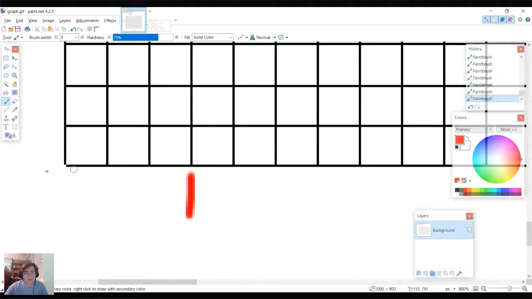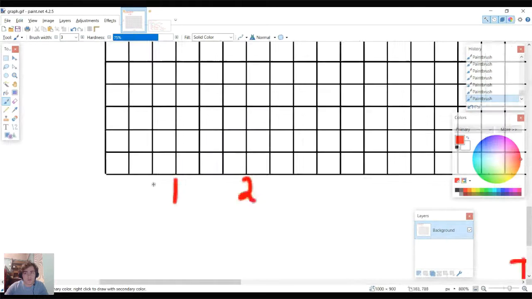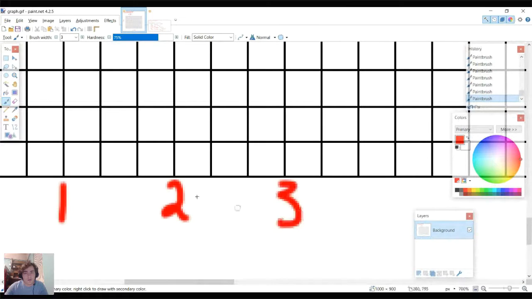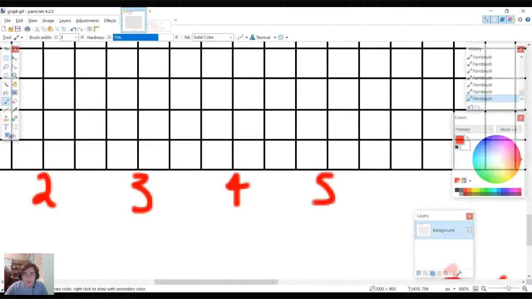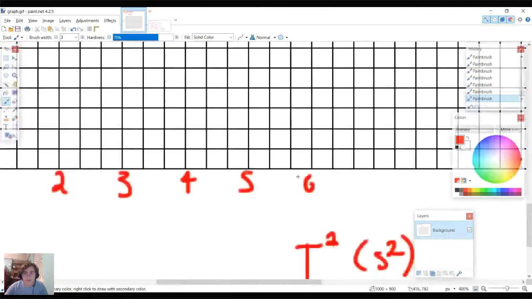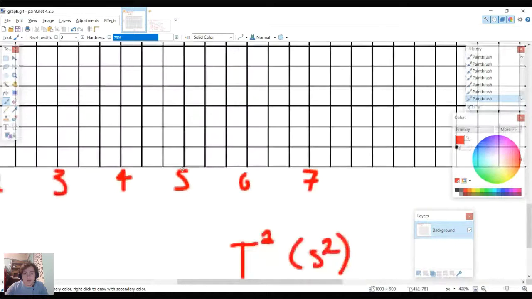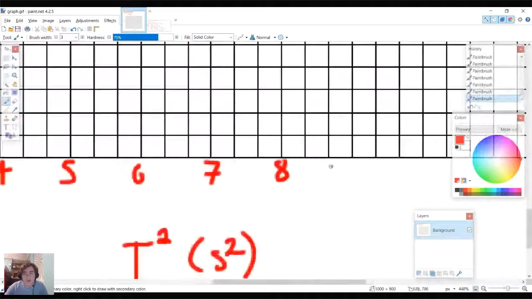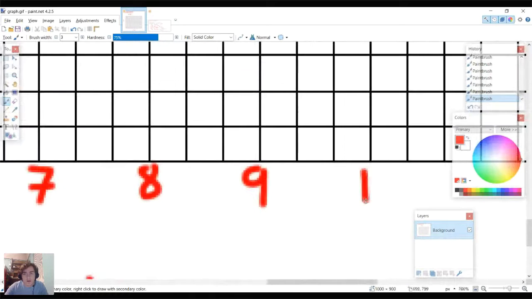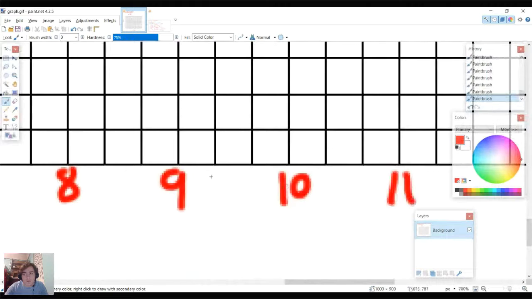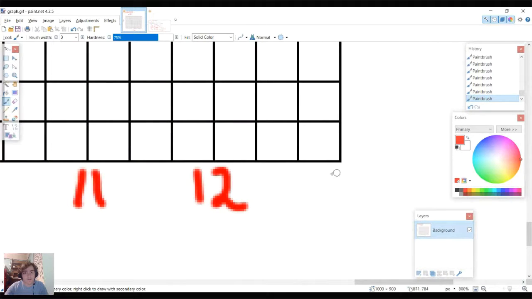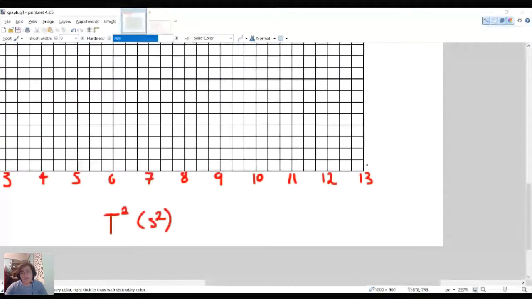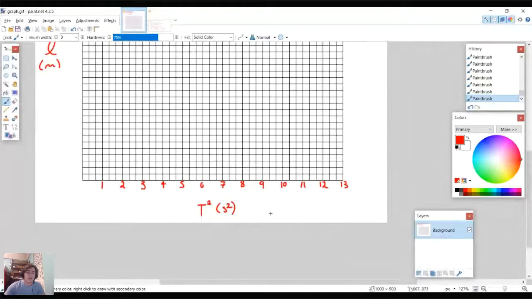1, we have 3 between here. 2, 3 between here again. 3, 4, 5, 6, 7, 8, 9, 10, 11. We're running out of room. Now you don't have enough space to graph your stuff, which is a problem. You'll lose points if you don't include every point in your graph. So we'll do every 2.